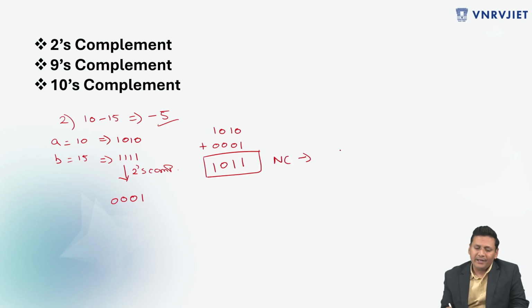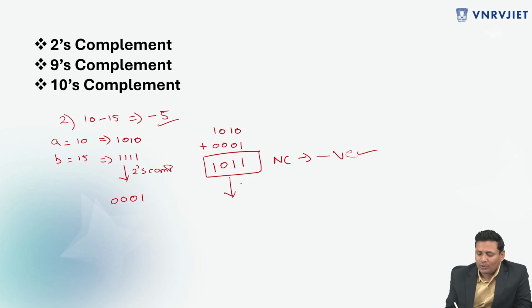So no carry indicates that my number is negative. No carry means that my number is negative, and to get the final answer, or you can say to get the correct answer, we have to take the 2's complement of my intermediary result. So this is my intermediary result. From the intermediary result, I came to a conclusion that it is a negative number. How? Because there is no carry. And to find out the real value of the number, we have to take the 2's complement of this intermediary result.